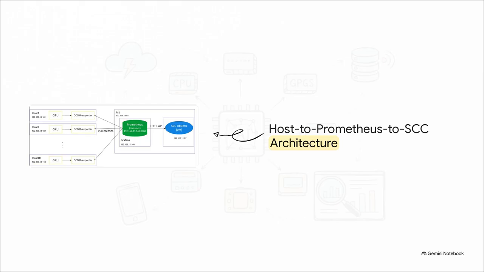Right in the middle, we have our hub. This is a Prometheus container that's constantly pulling or scraping those metrics from the edges. And finally, all that data gets pushed directly to SuperCloud Composer via an HTTP API. The result? A beautiful, single pane of glass for your entire infrastructure.